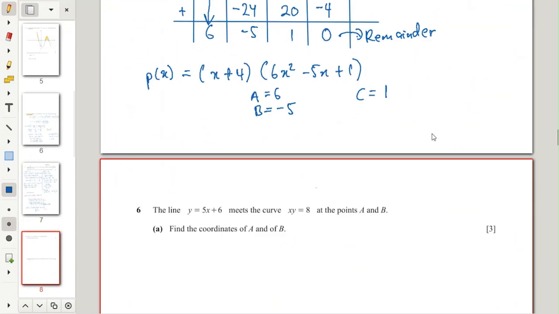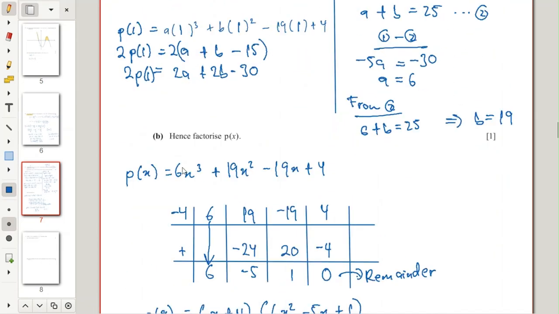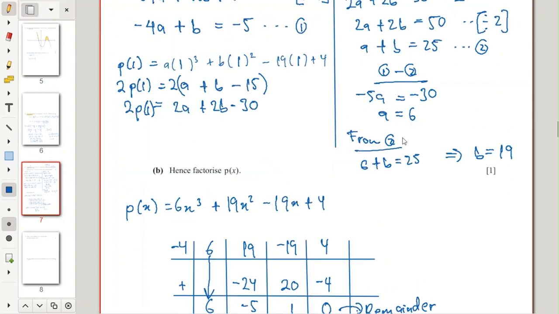All right. So now the final one, they say I should factorize this. All right.